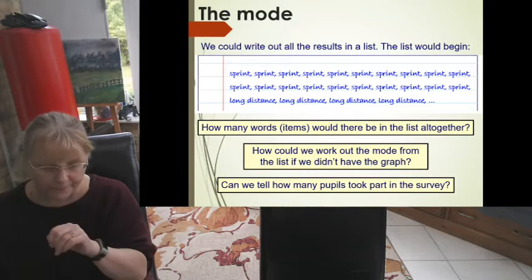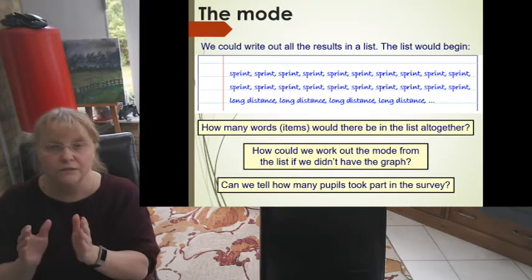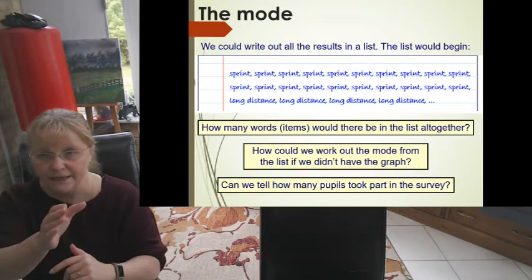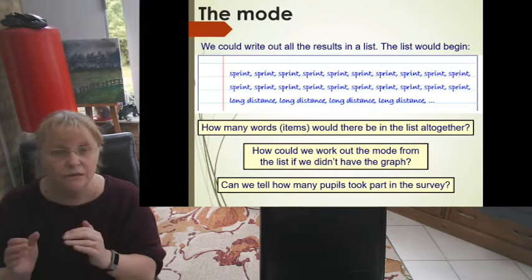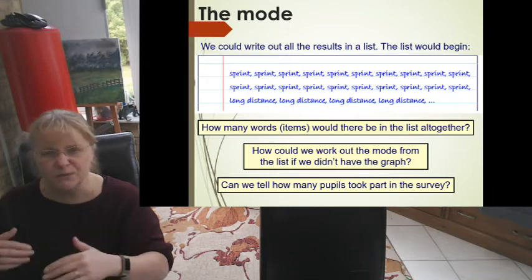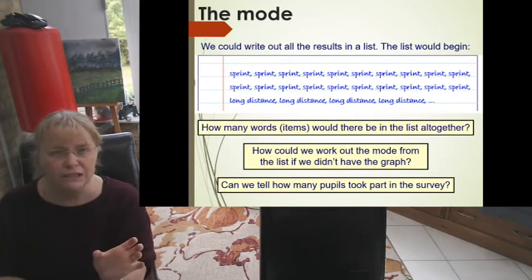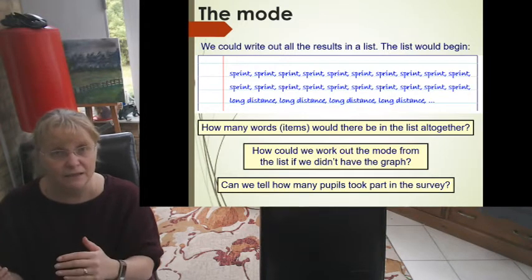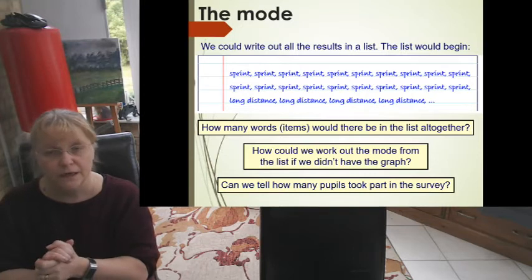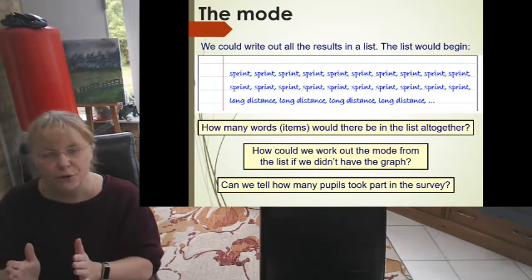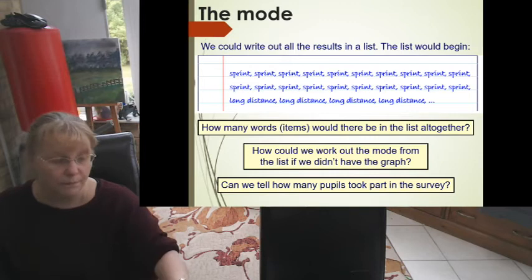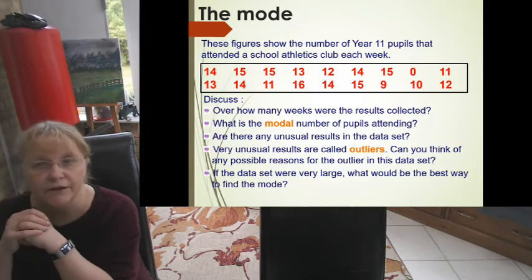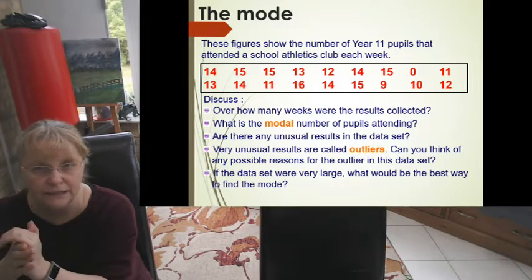Now, this is just to show how good bar charts are, because if I wrote out all the different things that people liked in a list like this, it would be a complete nightmare. And you also couldn't tell which is most popular, because of course the words long distance are much longer than sprint, so it could go on for 3 lines but have less. Hopefully that makes sense to you. So that's why we put it all in a graph so you can see at a glance what it means. So these figures show the number of Year 11 pupils that attend a school athletics club.